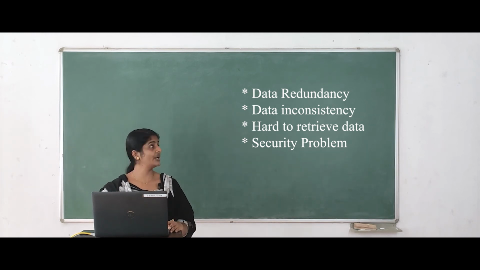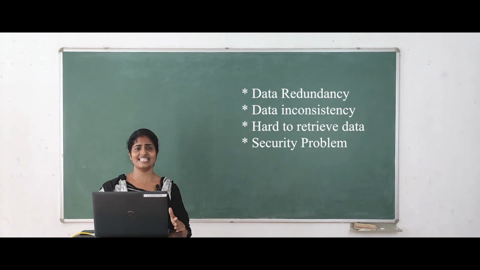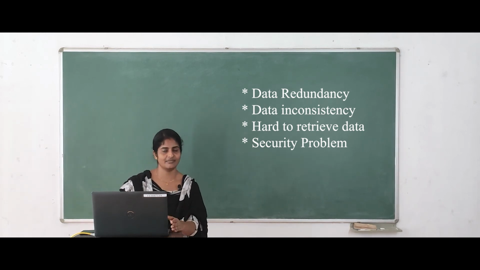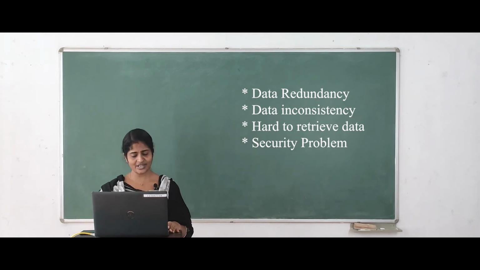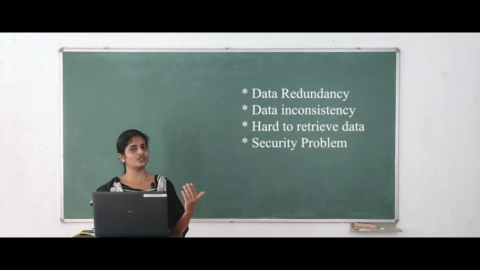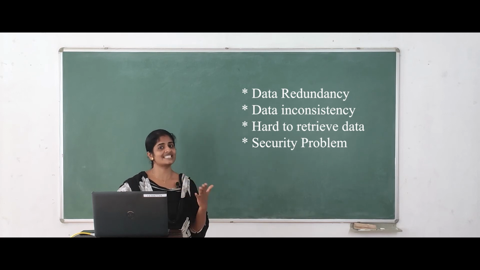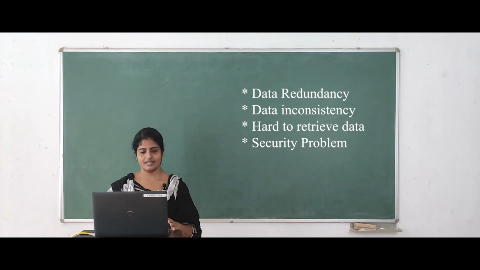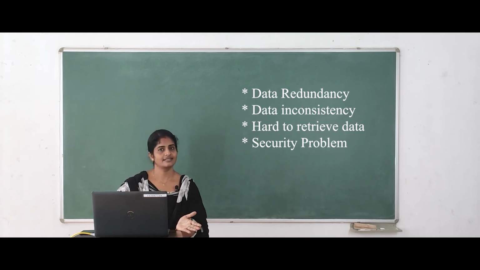The next one is hard to retrieve data. It is very difficult to access data in an easy and efficient manner in a file system. The next one is security problem. Data security means protecting your precious data from unauthorized users. Any user is able to access those data at any time. So these are the disadvantages of using a file system.